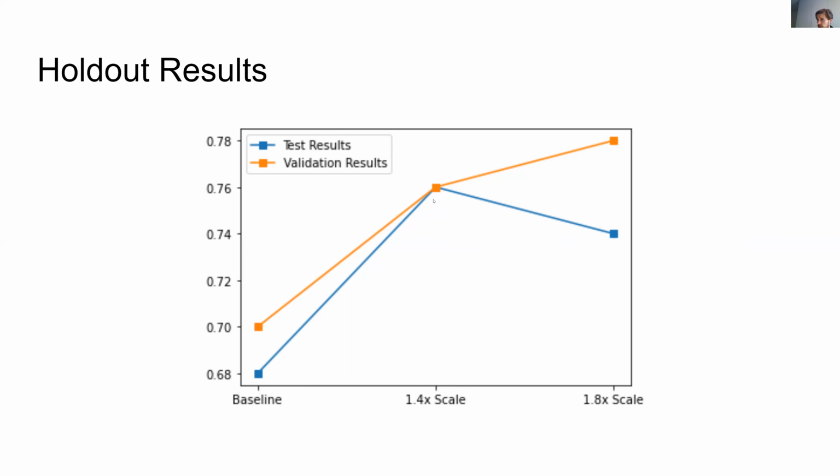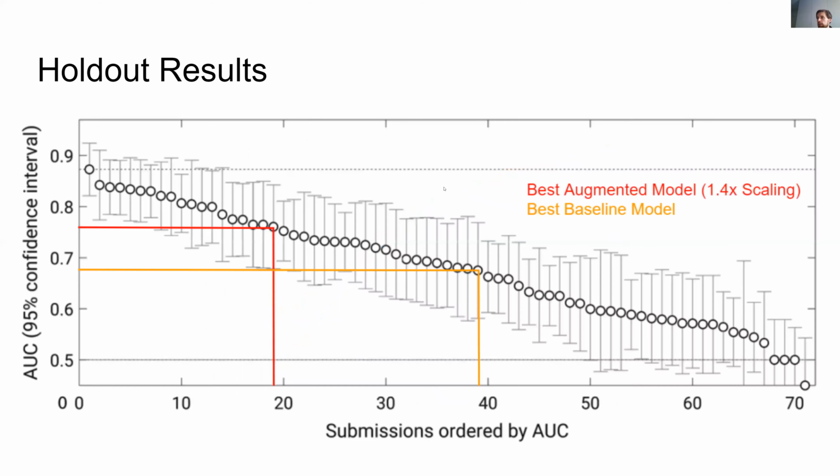And also we achieved fairly good results. Overall, we achieved a 0.76 with the 1.4 scaling, which was exactly the same as what we achieved on the validation set. So if you compare this to the actual ProstateX challenge, we would have been the 19th best model with our 1.4x scaling, and our baseline would have been about the 39th best model.